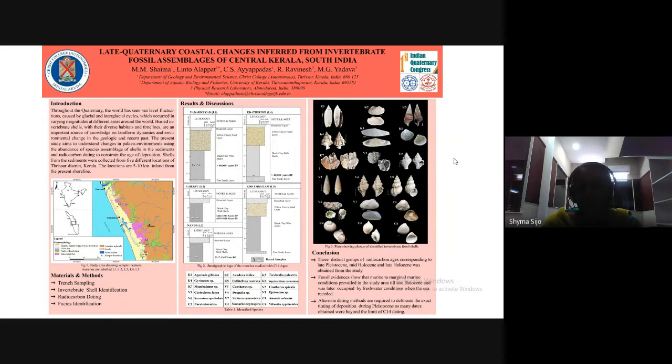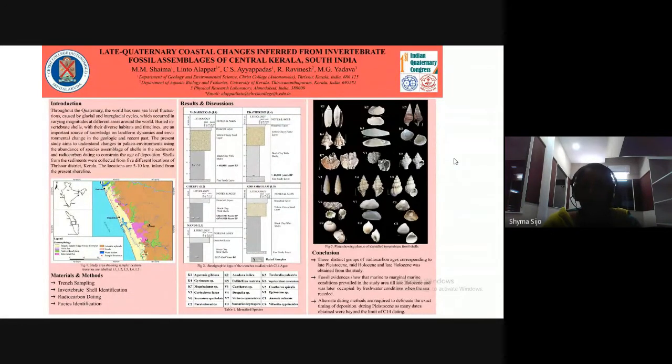And the coastal stretch of Kerala, which is nearly 560 kilometers long, has oscillated many times during the late Quaternary, mainly due to marine transgression and regression, particularly since the last glacial maximum. In this study, we aim to understand the change in paleo environments using the assemblages of fossils in the sediments and radiocarbon dating to constrain the age of deposition from the central coastal plains of Kerala.